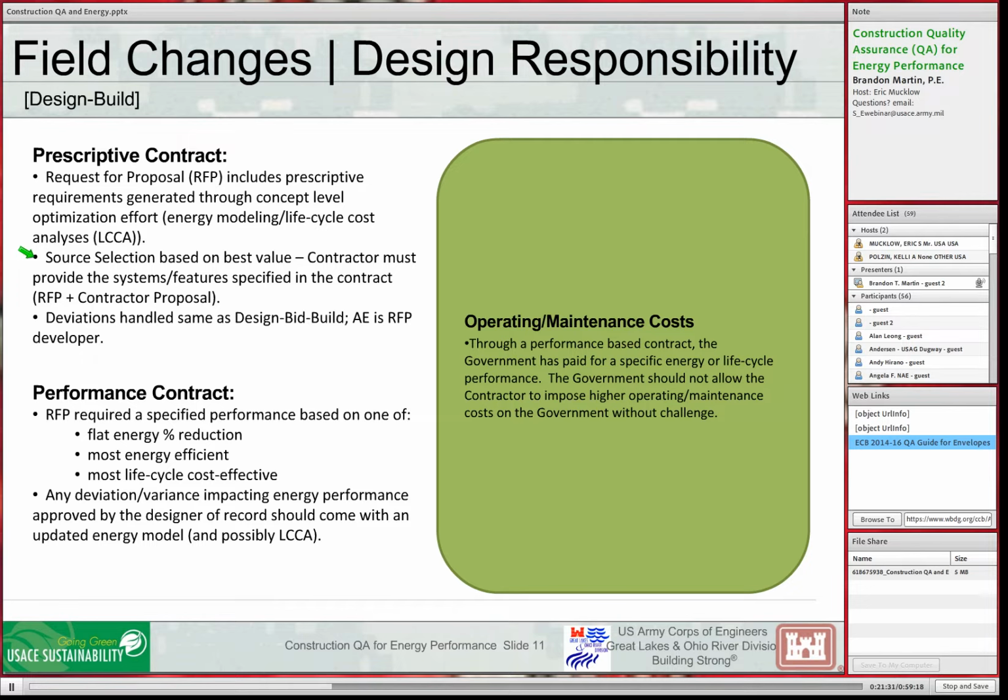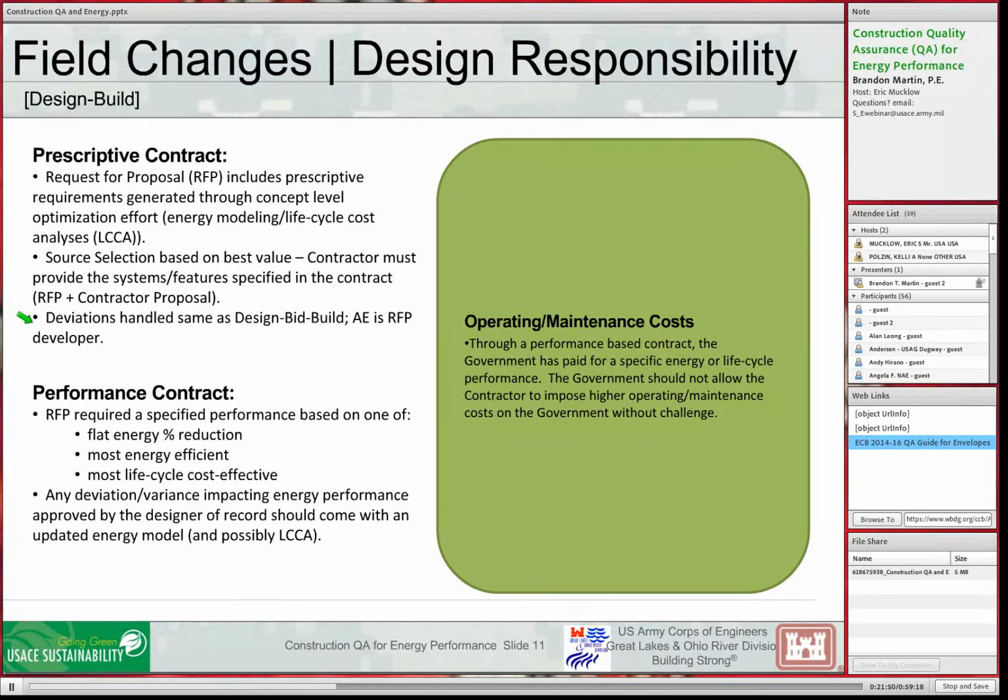Deviations need to be handled the same as for design, bid, build. So this time the AE is the RFP developer. He performed the energy optimization. He said this is what needs to be done for this facility. And if there's a deviation from that, that AE needs to be involved in helping us decide how to address that from an energy perspective.